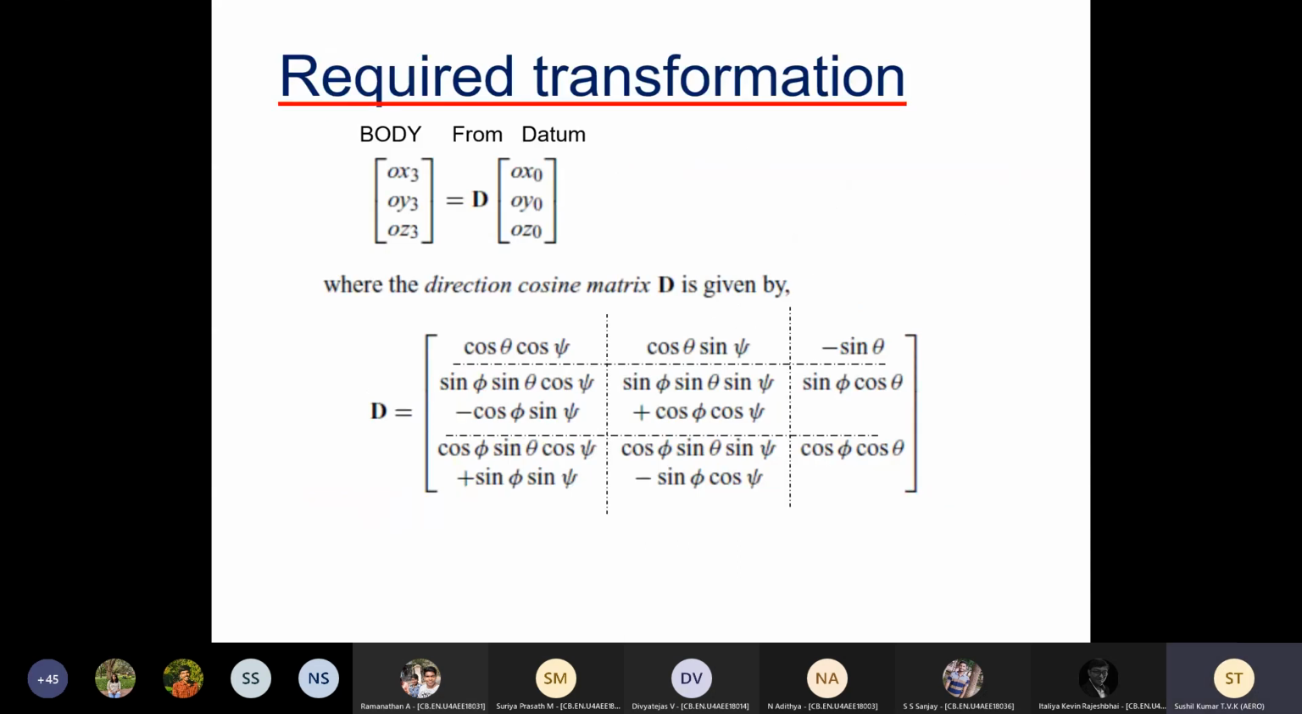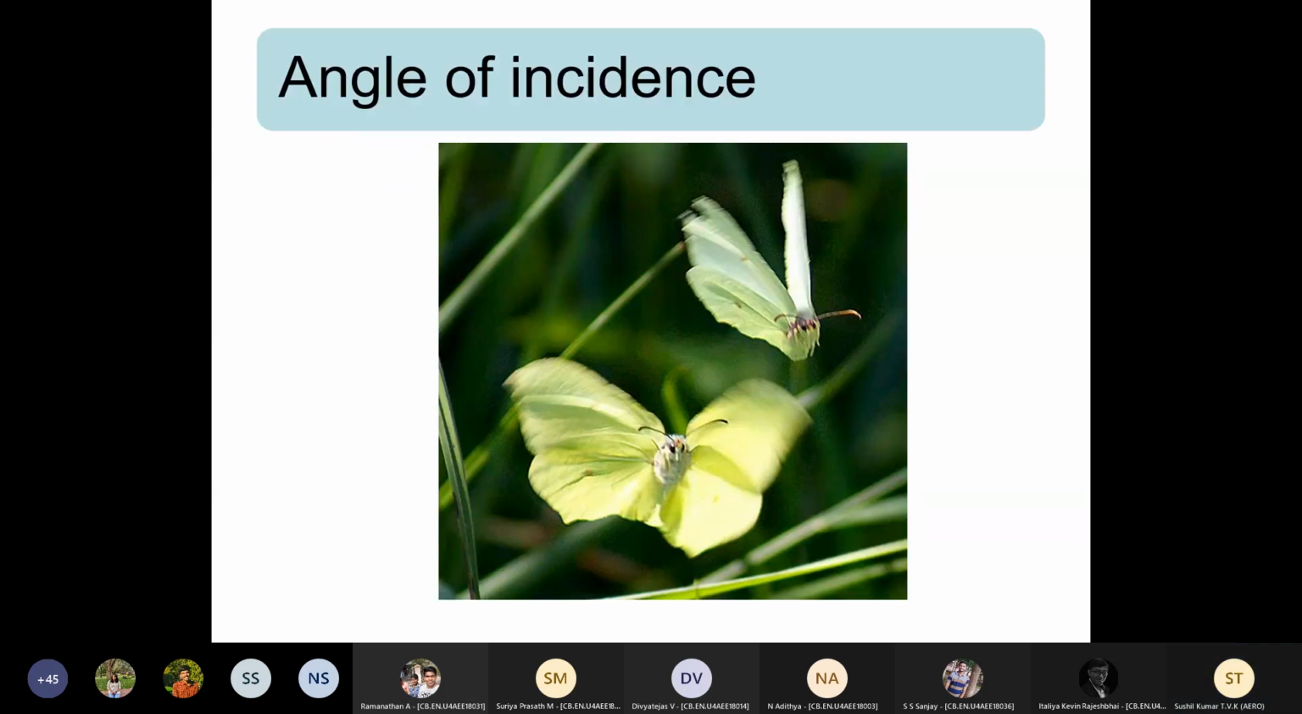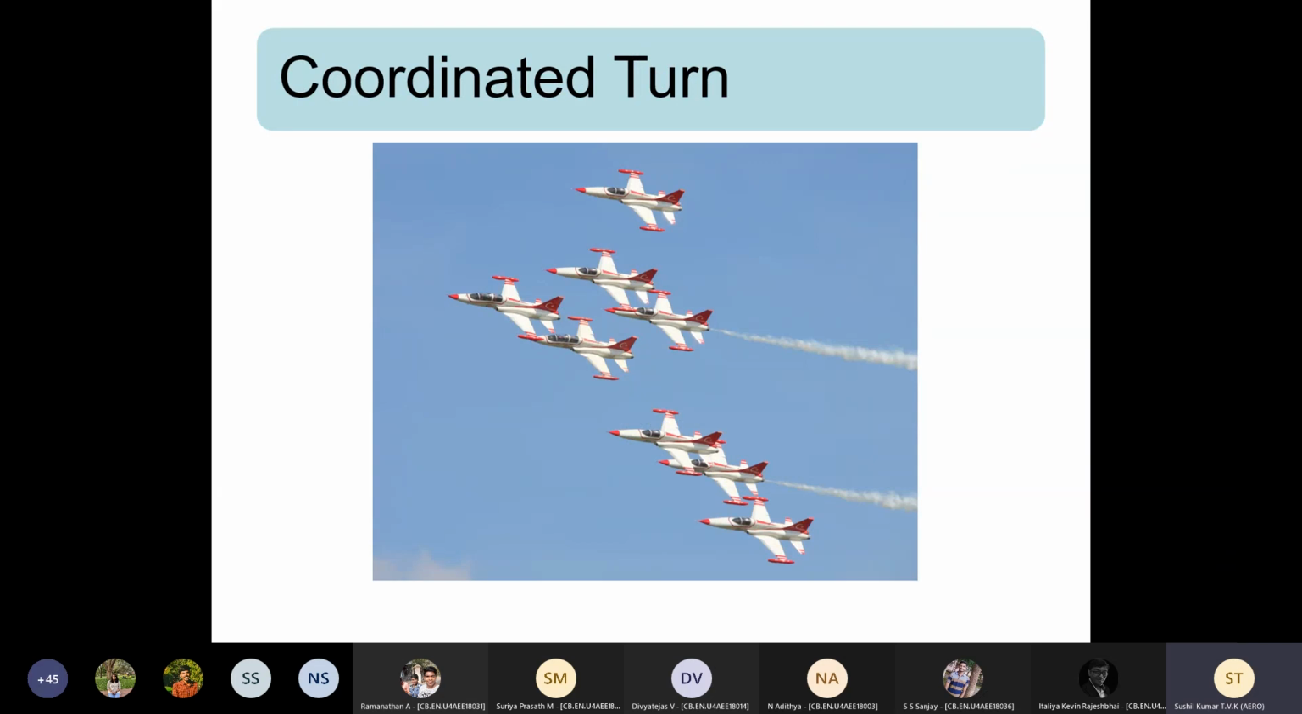So what is actually required is, you have a datum axis. You want to convert from body axis to datum axis. You have a direction cosine matrix D, which is going to do this job. So you can go from either datum to body or body to datum, depending on what application you're looking at. Then another term you have to be familiar with is the coordinated turn, which means the aircraft is neither losing height nor gaining height while turning, and it's not side slipping. So there is no movement along the y-axis.